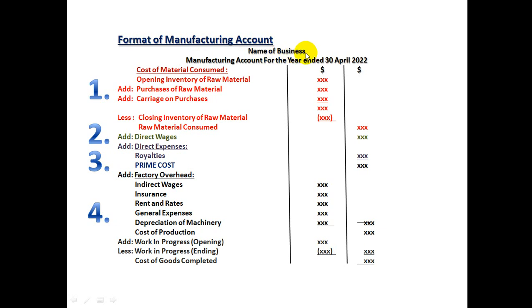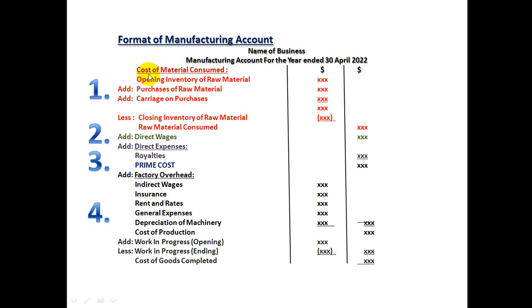Name of business will come on top. Manufacturing account for the year ended 30th April, whichever year is given to you in the question, will come here. You can see the year end date will be written here. We are using two columns for it. Basically, there are four main parts in the cost of goods manufactured account.